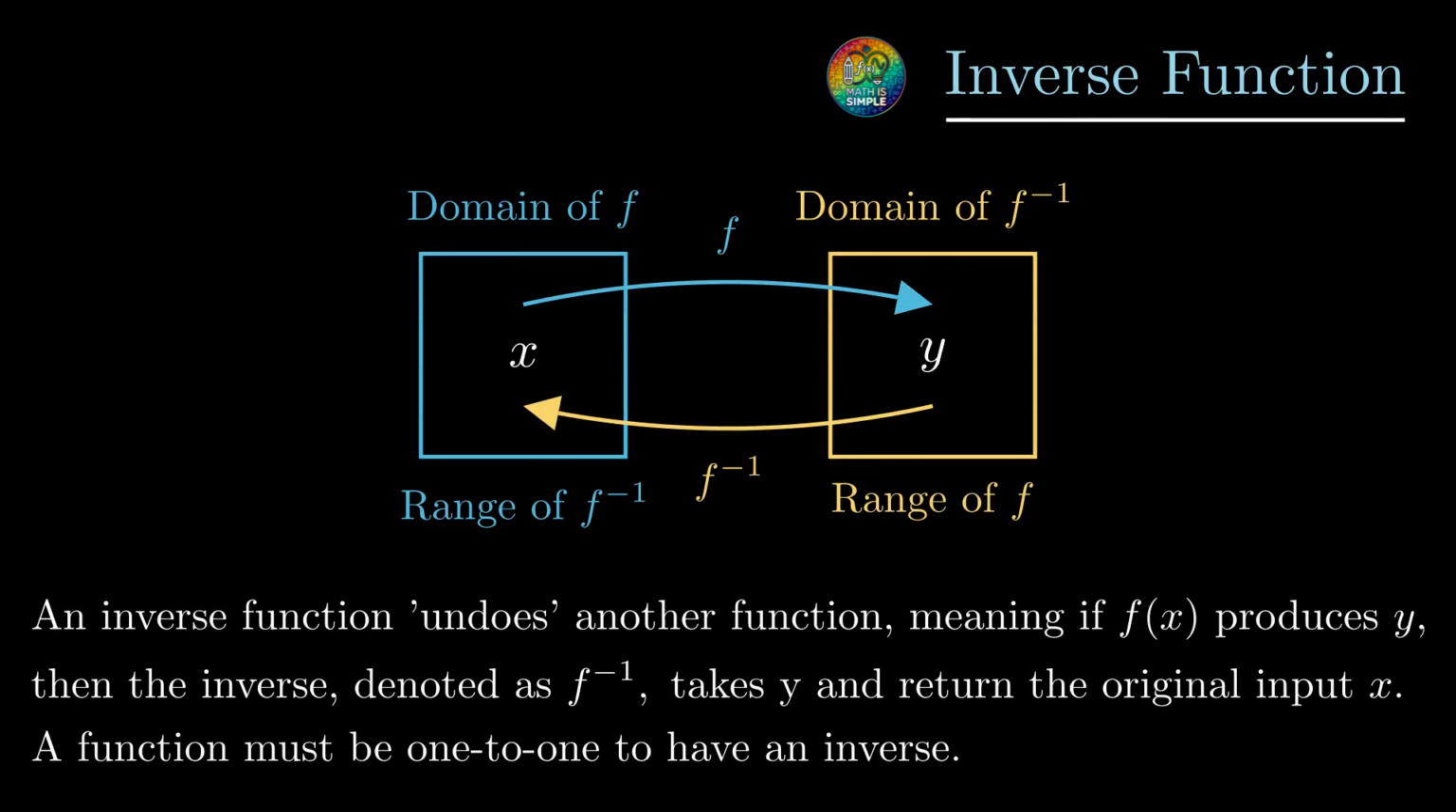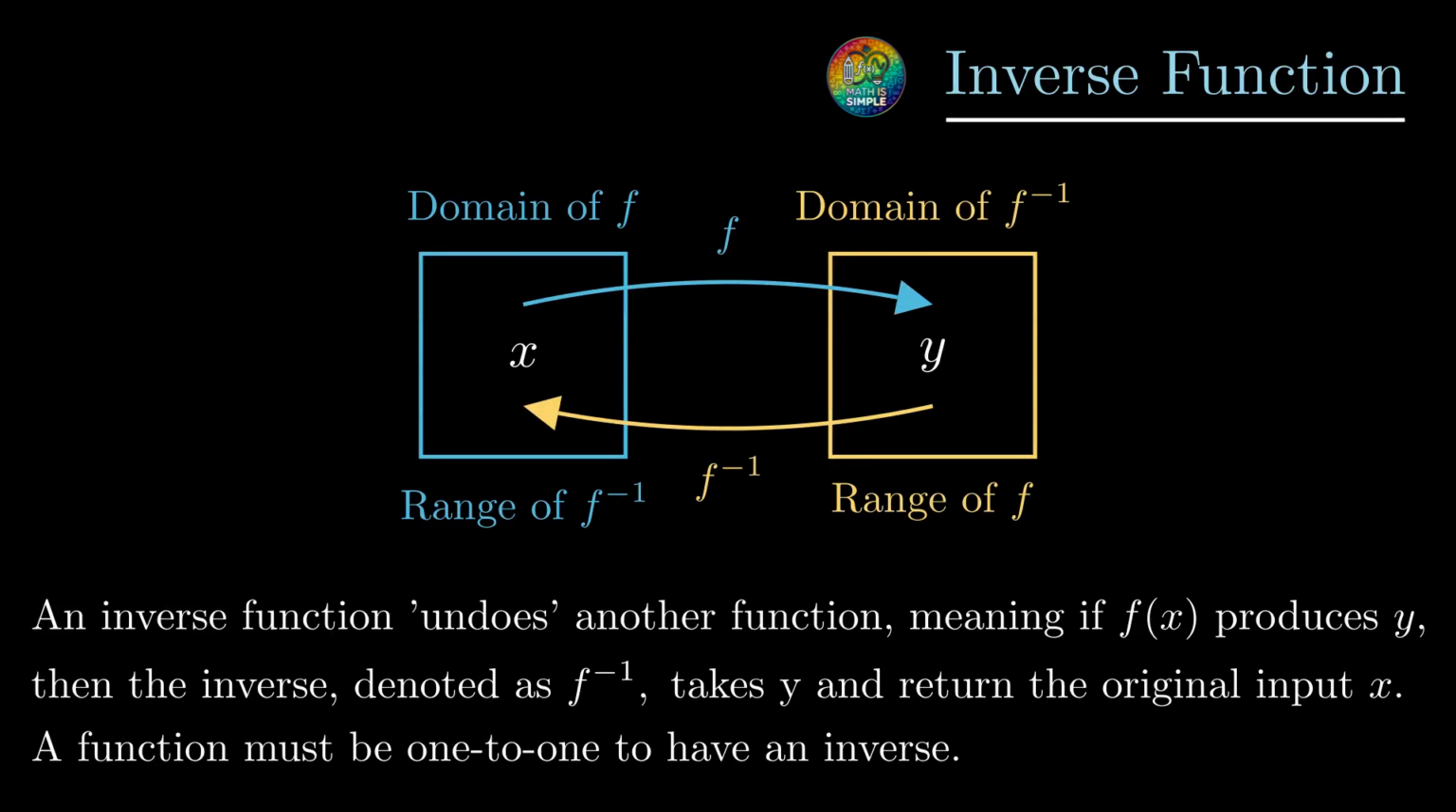If you look at the diagram on screen, we can trace how inputs and outputs swap roles. Start with the blue square on the left. Function f takes an element x from its domain and maps it along the top arrow to produce y. Notice that y lands inside the yellow box, which represents the range of f. Now follow the yellow arrow along the bottom. The inverse function f inverse takes y as its input and maps it straight back to x.